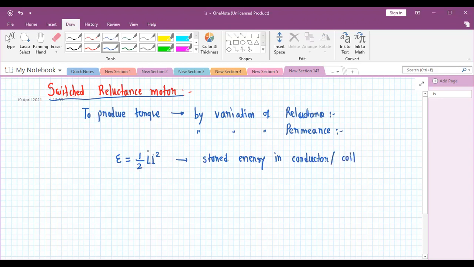Now, what is the torque? Torque is the derivative of energy with respect to position. So when the energy varies with respect to the position, we get a torque. That is d by d theta, where theta is the position of the rotor.